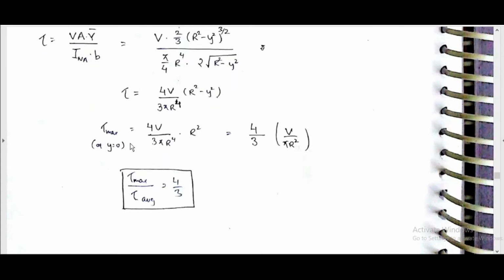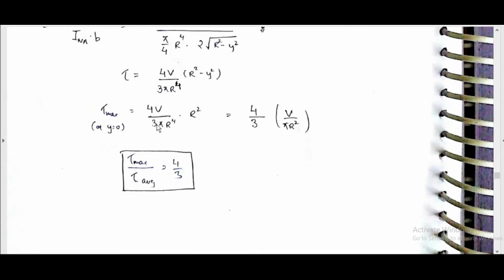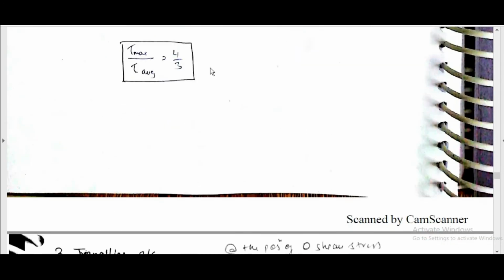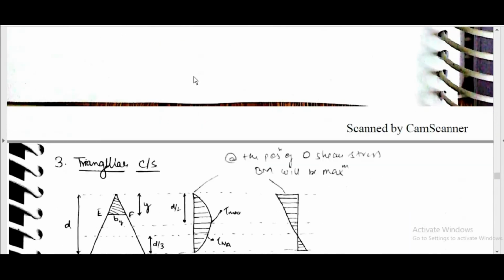Tau max, at y equal to 0, is equal to 4V by 3 pi r power 4 into r square, which is equal to 4 by 3 into V by pi r square. So tau max by tau average is equal to 4 by 3.